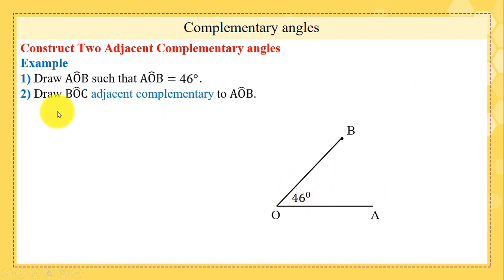Part 2. Draw BOC adjacent complementary to AOB. First step, before we start drawing, we must search for the common side. What is the common side between BOC and AOB?